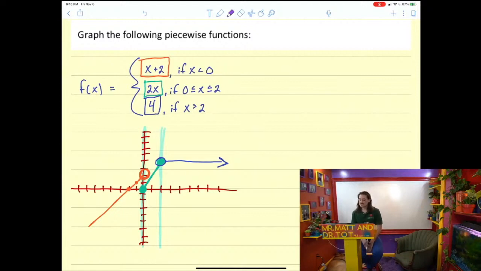So less than 0, exclusive because x is less than 0, so we're going to have a hollow dot when x is equal to 0. When x is equal to 0, the first function, when we plug in 0 for x in x plus 2, we get 0 plus 2. So when x is equal to 0, y, or f of x, is equal to 2. So we have a hollow dot occurring at (0, 2).